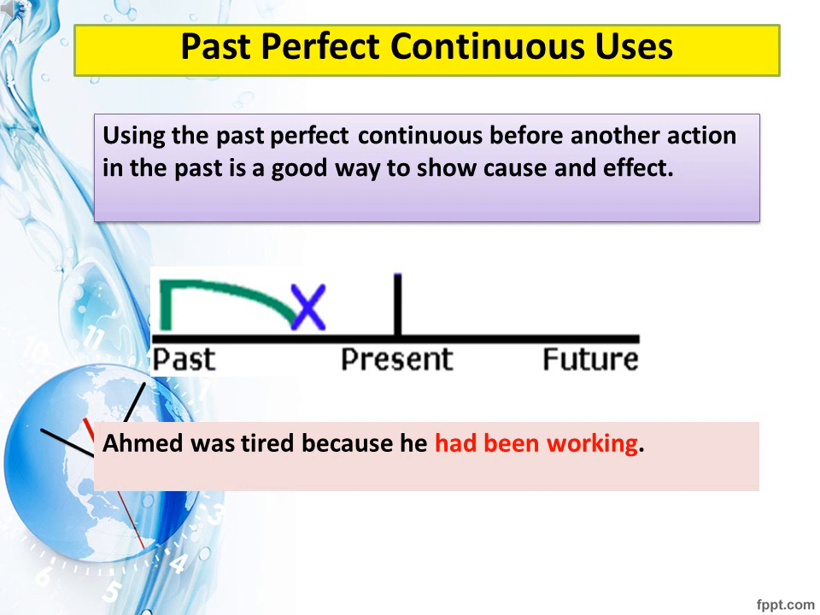Again, the second use: the past perfect continuous, like the past perfect, is used to show the relationship of cause and effect. Example: Ahmed was tired. This is the effect. Why? Because he had been working, for a long time for example. So Ahmed was tired because he had been working. Here we have cause and effect.